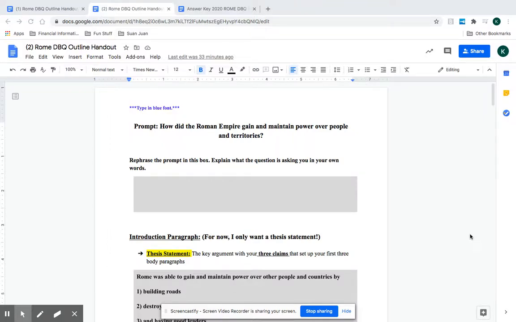All right, you guys. So this outline handout is meant to help you organize your thoughts for your essay on the Roman Empire. The first thing we want to do is look at the prompt. How did the Roman Empire gain and maintain power over people and territories? This is the question we are being asked to answer in our essay, and we're going to use the DBQ as well as the Roman Empire lecture notes in order to answer this question.